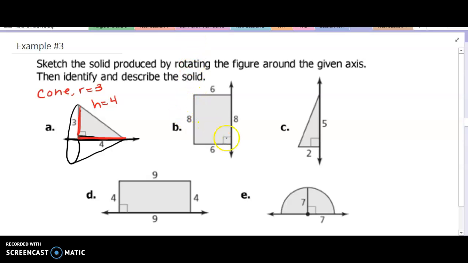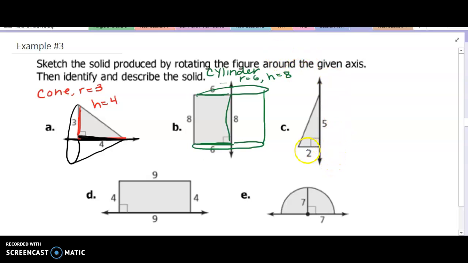Okay, so let's look at B. So here's our axis right here going up and down. This is our figure that we're going to revolve around this axis. So we're going to go around it. It would look like this. Once again, sorry for my art. And what we'd end up getting is a cylinder whose base has a radius of 6 and a height of 8.